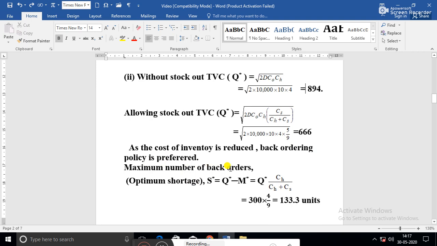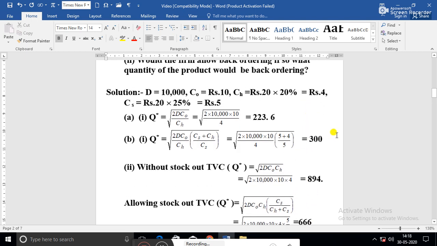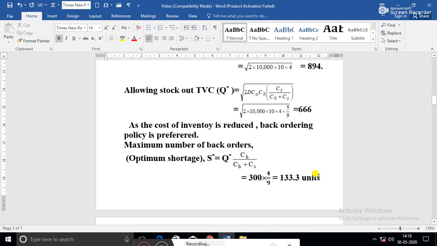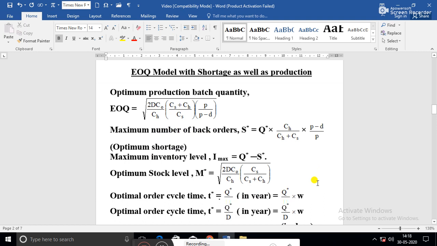Now how much maximum back order can you take? S star is the optimum shortage, that is Q star minus M star. I have given the formula, but I think this is not good. You can directly find out with the help of this, Q star into CH by CS plus CH, that is CH is 4 and this total is 9. This comes to 133.3. This is your optimum shortage. So obviously your optimum maximum inventory will be 300 minus 133, you will get the M star, that is the optimum level of inventory.